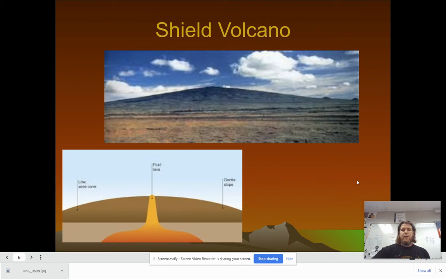And so we can see this is how it kind of forms. We have a shield volcano, which is this big, gently sloping, but very expansive volcano. We have this magma chamber down here, and as it makes its way to the surface, it doesn't have a lot of dissolved gases, doesn't have a lot of sticky magma, if you will, and so it just sort of flows out over everything.